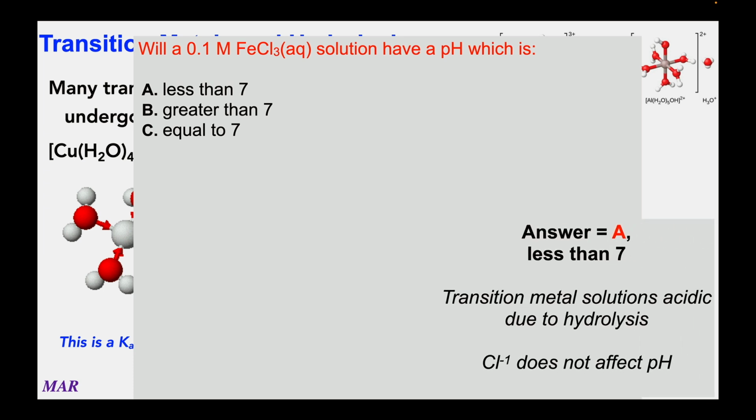Now, I totally glossed over the chloride because chloride is the conjugate of a strong acid, HCl. Chloride has no effect on the pH, but wow, the iron will. Iron will undergo this hydrolysis to make an acidic solution.